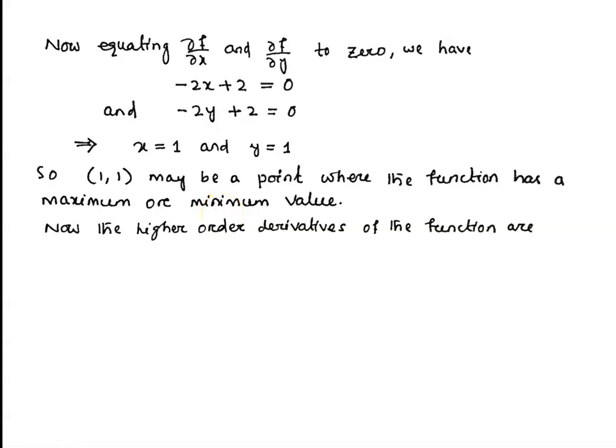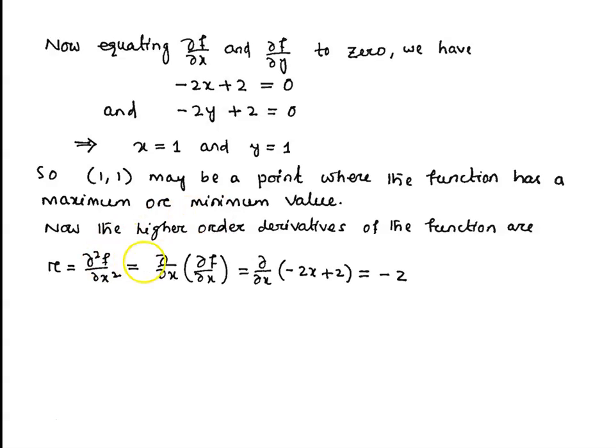Now to check whether it has a maximum value or a minimum value at this point (1, 1), we have to find out the higher order partial derivatives r, s, t. Now, our r is ∂²f/∂x², that is ∂/∂x of ∂f/∂x. And we have ∂f/∂x with us, that is -2x + 2. So, the partial derivative of this with respect to x is -2.